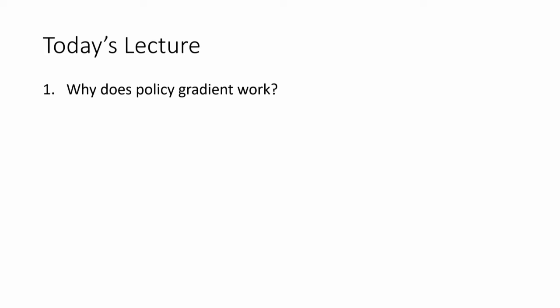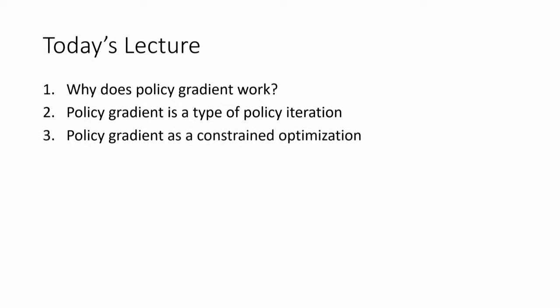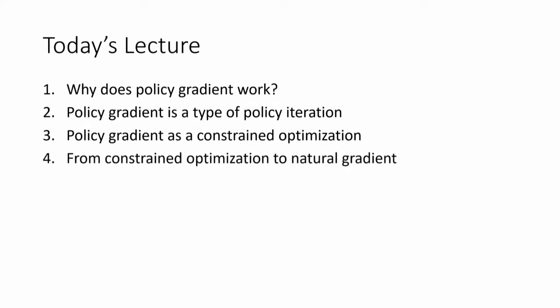All right, today's lecture. Today we're going to learn about why policy gradient works. We saw an intuitive interpretation of why policy gradient works when we started this discussion, back when we talked about how it's essentially gradient descent. But today we'll learn about a deeper explanation for why we might expect policy gradient to work well. We'll learn that policy gradient can be viewed as a type of policy iteration. And we'll see how we can derive policy gradient from a constrained optimization view of policy iteration. And then from there, we'll end up deriving a natural gradient formulation of policy gradient.